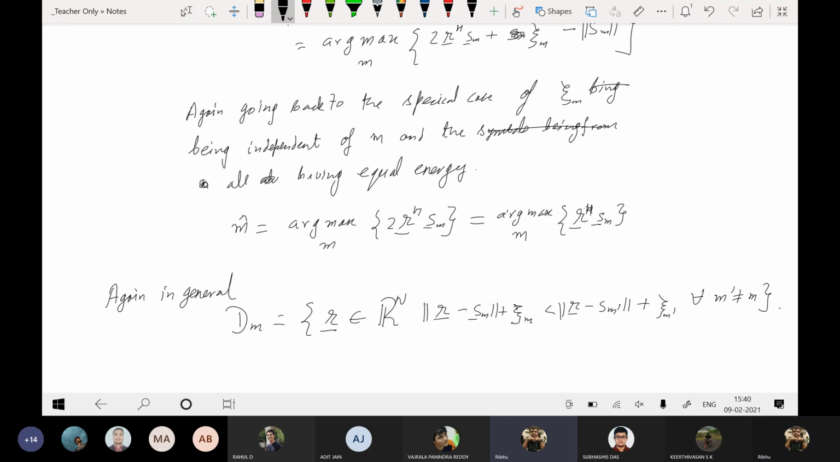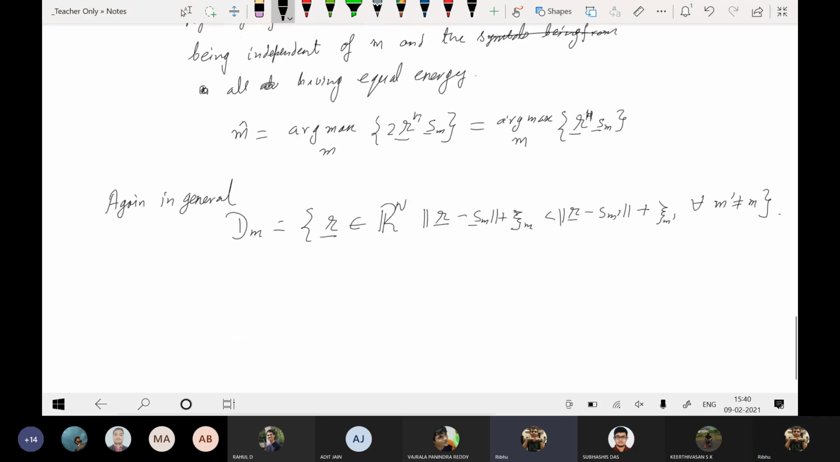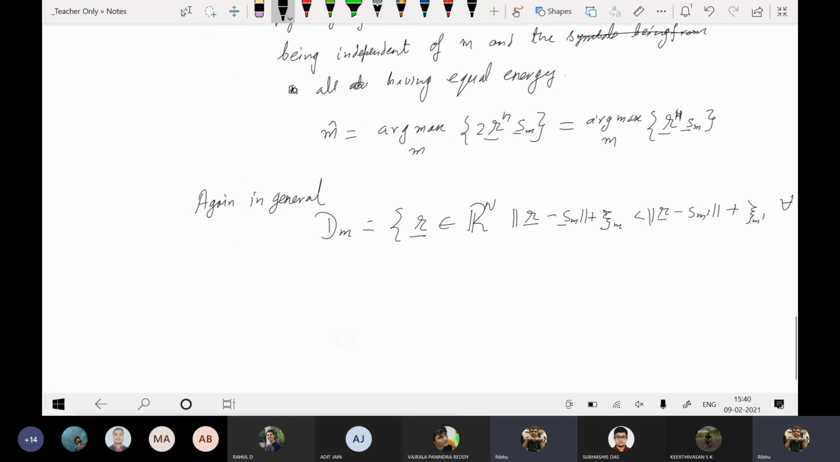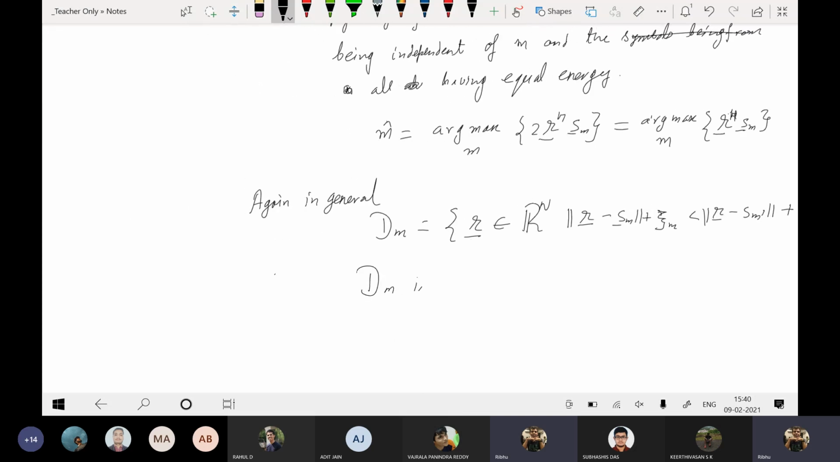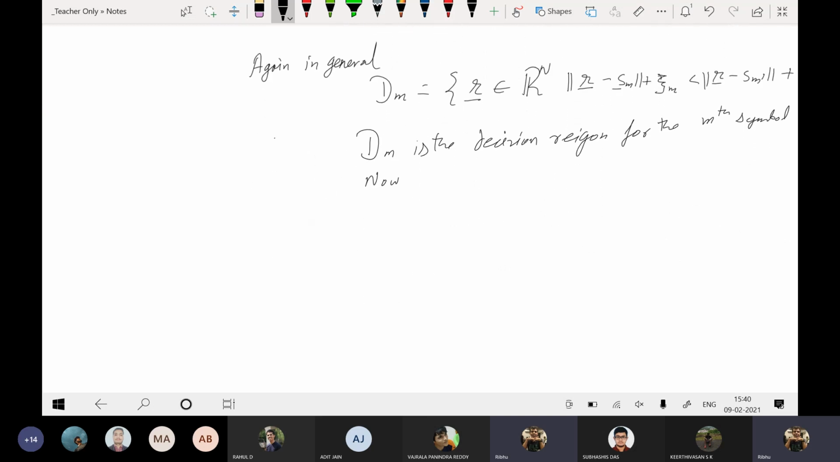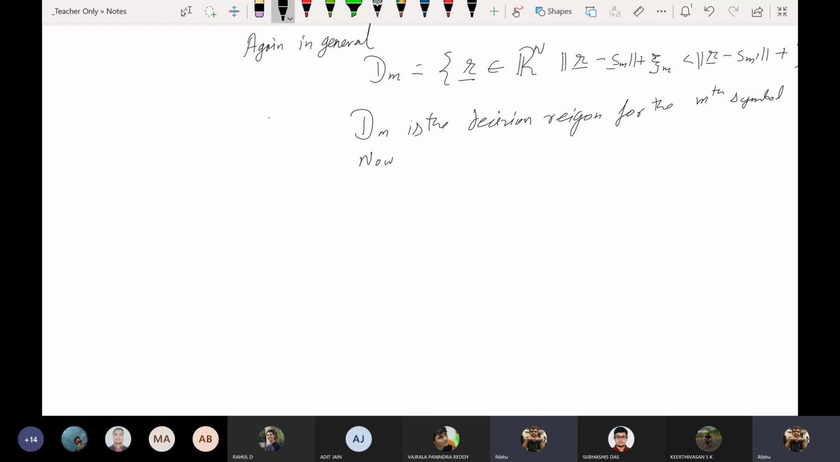So DM is the region for the mth symbol. Now we look at the boundary, the decision boundary. This is an n-dimensional hyperspace, so the decision boundary will be a hyperplane. Let's look at the structure of that hyperplane.